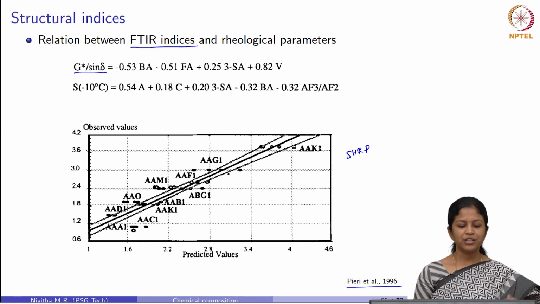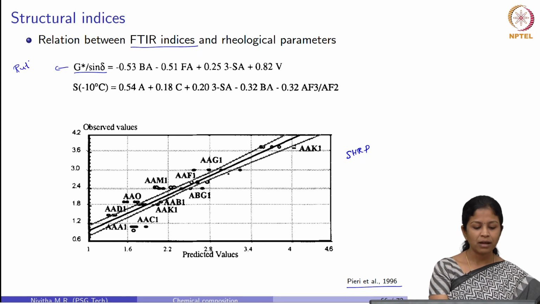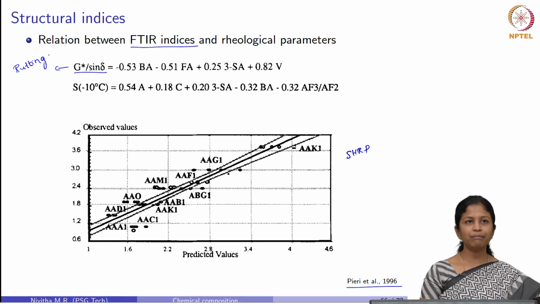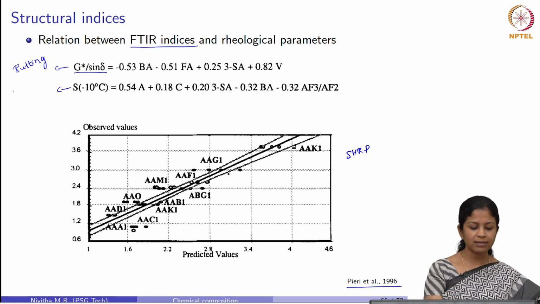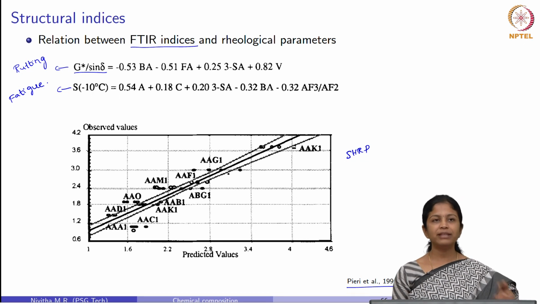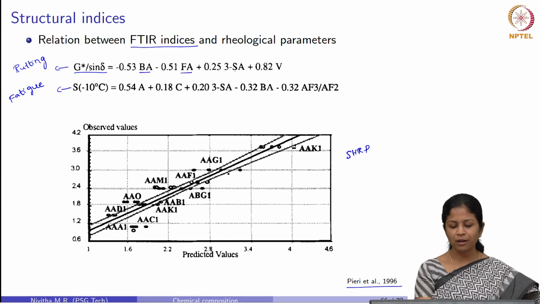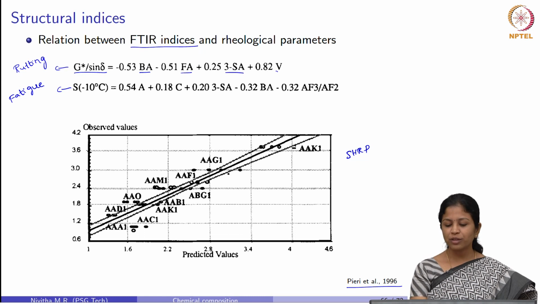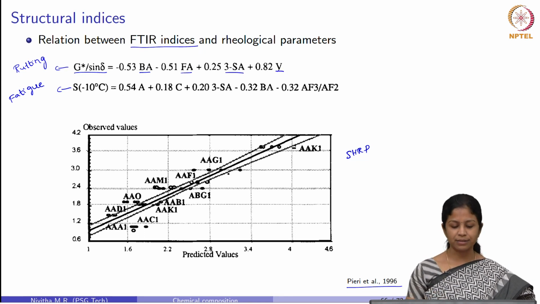They have taken G star by sin delta. We know that this G star by sin delta is used to represent the rutting properties of bitumen. Similarly, stiffness at minus 10 degrees is used to represent the fatigue properties of bitumen. Right. So, they have used these two parameters to represent the rheological parameters, and a number of parameters are seen on the right hand side. Right. So, these all relate to the elemental composition and the functionalities.